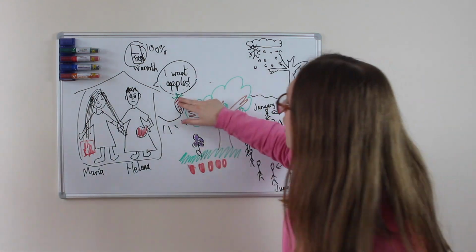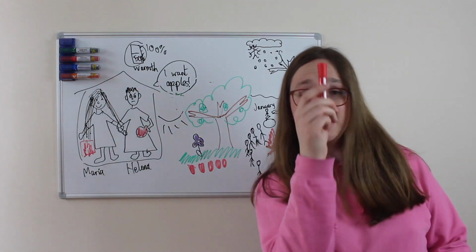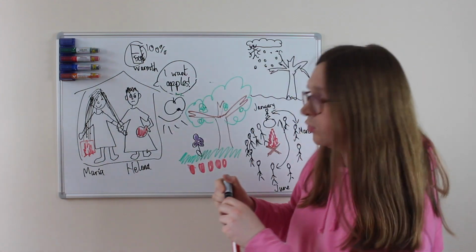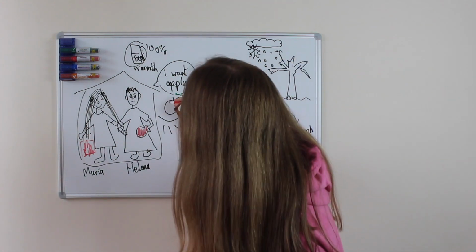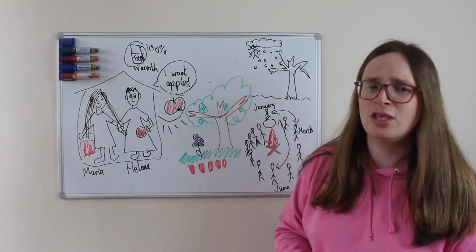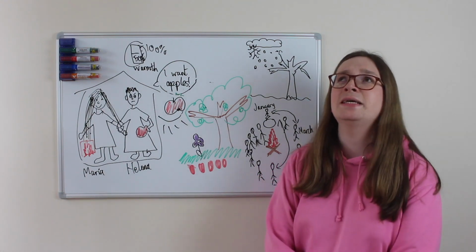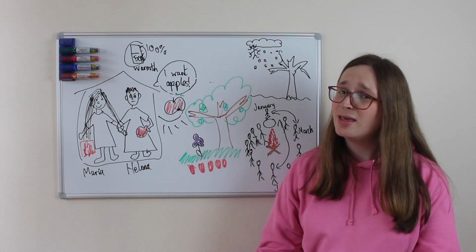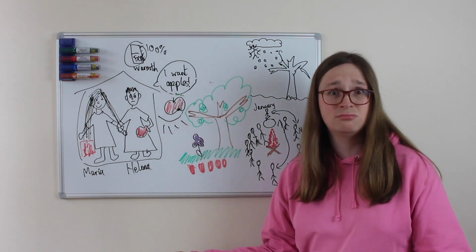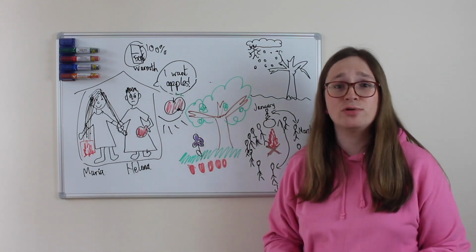Apples are red or green, usually red. Apples are very popular in the UK. Okay, I want apples. And Maria said, Helena, it's January. There are no apples. There's snow. It's cold. There are no apples.